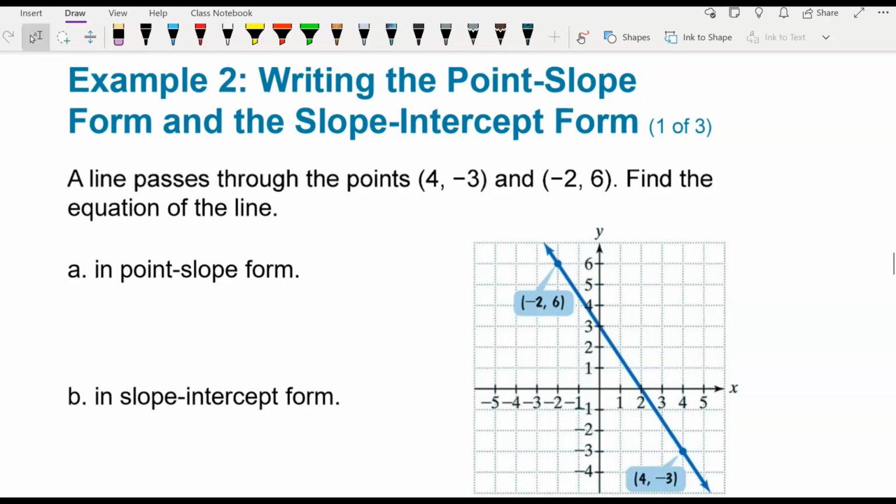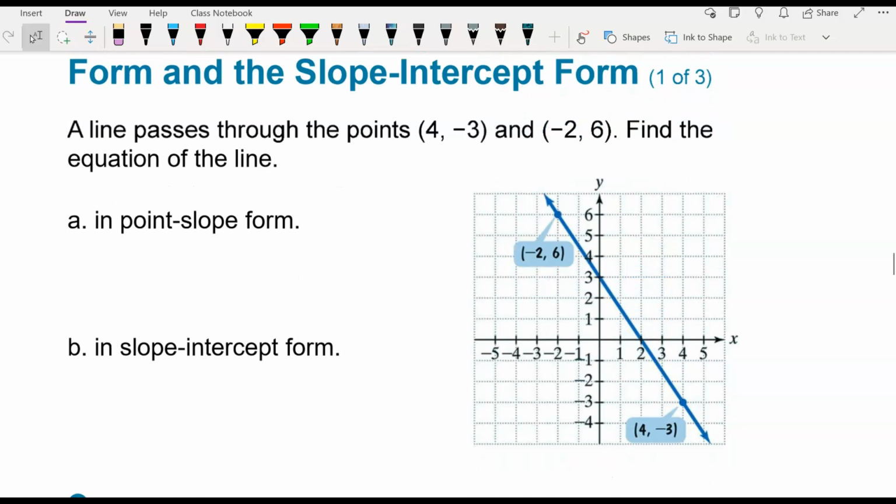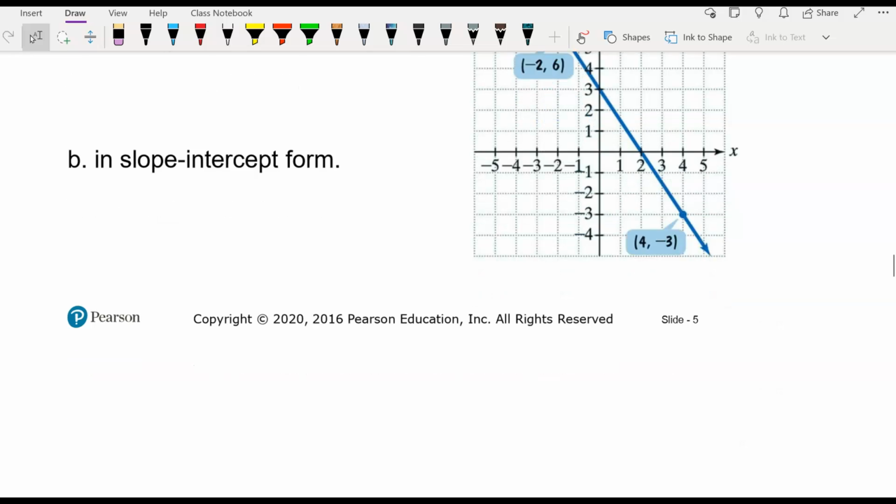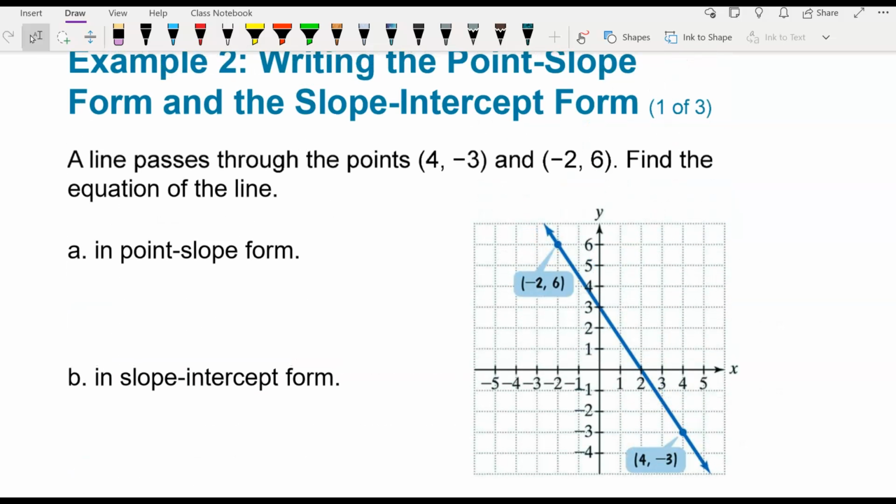All right, writing the point-slope form and the slope-intercept form. So a line passes through the points 4, -3 and -2, 6. Find the equation of the line. So we want to find the slope. So you can do it by doing your rise over run. So it's going to go down 1, 2, 3 over 2. So down 3 over 2.